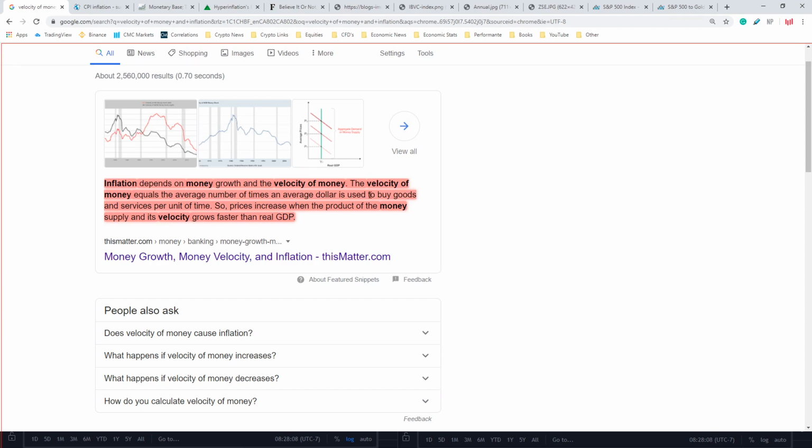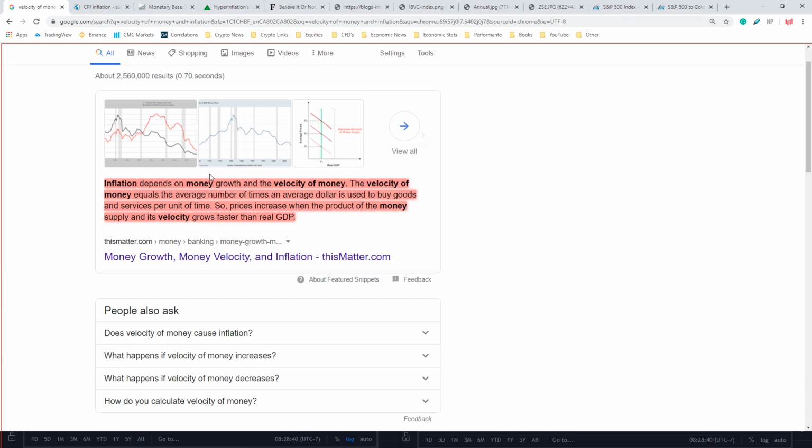The next thing is actually going to be the velocity of money. We can see the velocity of money equals the average number of times an average dollar is used to buy goods and services per unit of time. Obviously, right now with everyone in lockdown, with restaurants, bars, entertainment all closed, the velocity of money has substantially decreased. There are way fewer people buying, selling, exchanging goods and services because a lot of those services are not able to be used right now because of the lockdown.